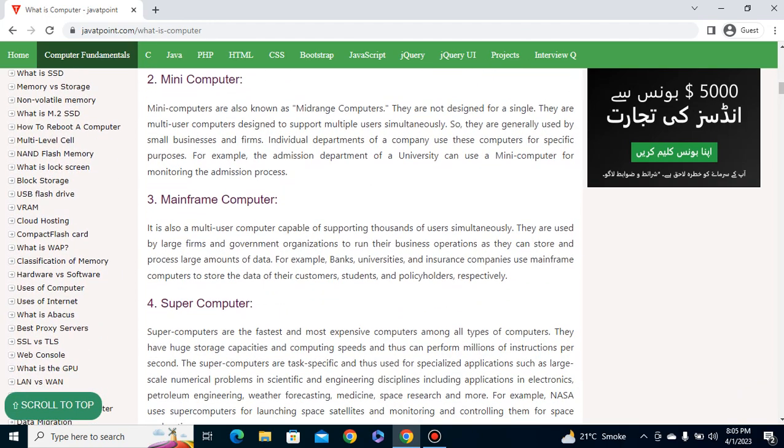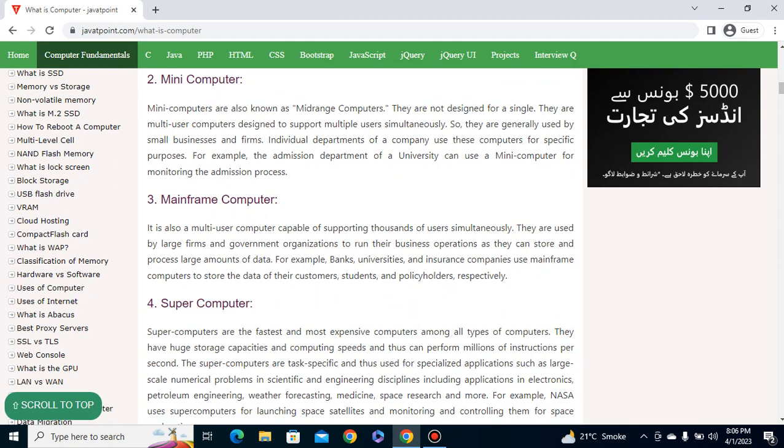Mainframe computer. It is also a multi-user computer capable of supporting thousands of users. They are used by large firms and government organizations to run their business operations as they can store and process large amounts of data. For example, banks, universities, and insurance companies use mainframe computers to store the data of their customers, students, and policyholders.